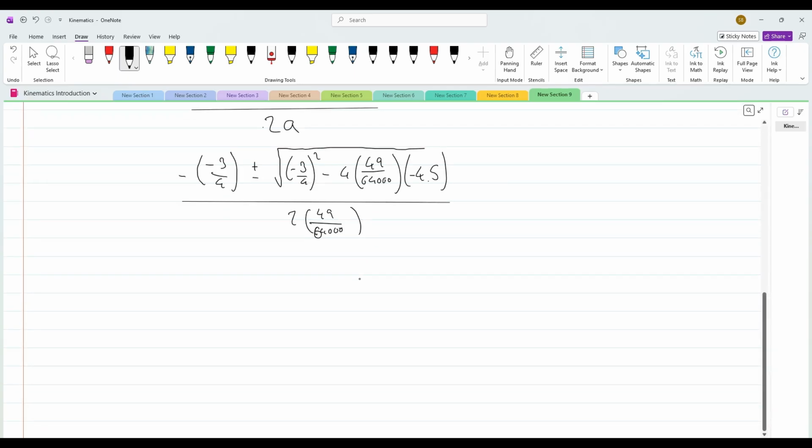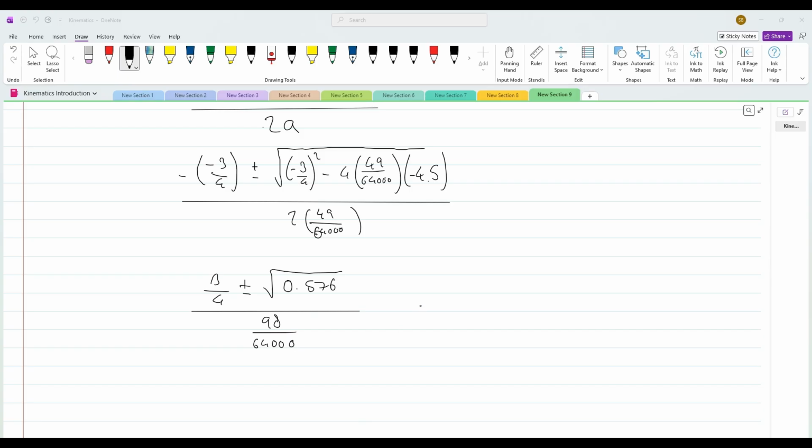Okay, so let's do the maths here. So we get positive 3/4 plus or minus. If you do the calculation of the square root term, you should get the square root of 0.576, and that would be all over 98 over 64,000.